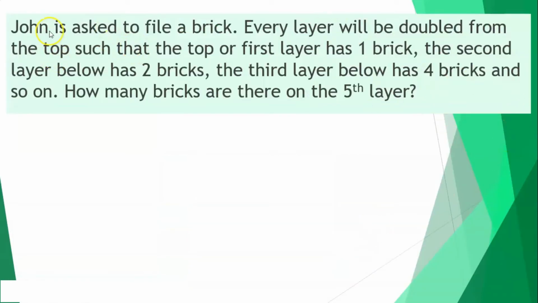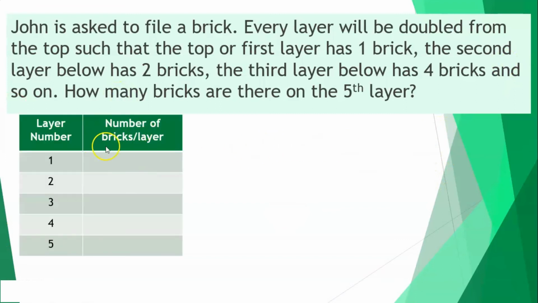Okay, let's have this. John is asked to pile bricks. Every layer will be doubled from the top such that the top or first layer has 1 brick. The second layer below has 2 bricks. The third layer below has 4 bricks, and so on. How many bricks are there on the 5th layer?